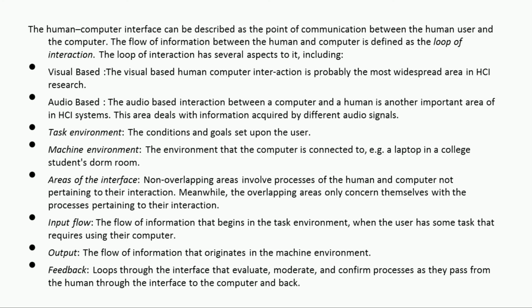Human-computer interaction can be described as the point of communication between the human user and the computer. The flow of information between the human and computer is defined as the loop of interaction. The loop of interaction has several aspects to it, including visual-based, audio-based, task environments, machine environments, and areas of the interface, input flow, output flow, and the last one is feedback.